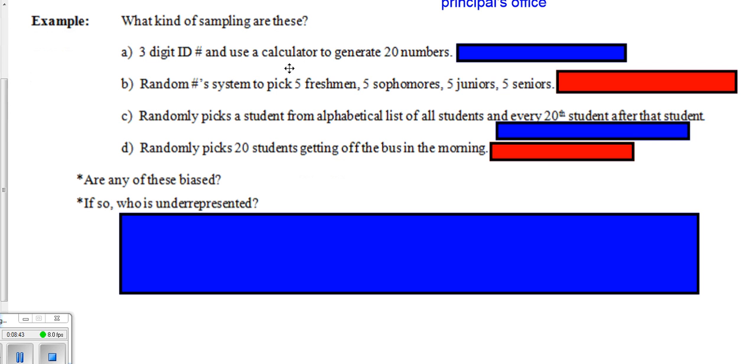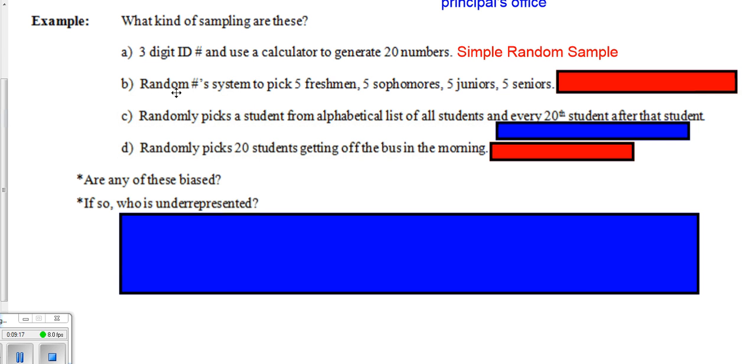What kinds of samplings are these? So let's say every student got a 3-digit ID number, something like 001 or 898. Everybody got a 3-digit ID, and then we used a calculator to generate 20 random numbers. This would be a simple random sample. This is a very good form of picking a sample to be able to ask people something, because everybody has the same probability of being picked. Everybody has an equal chance to be a part of this sample.